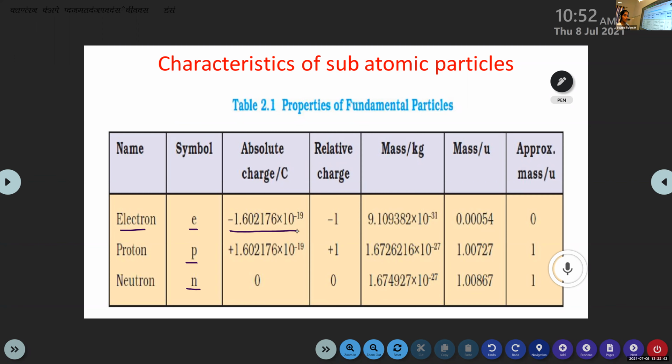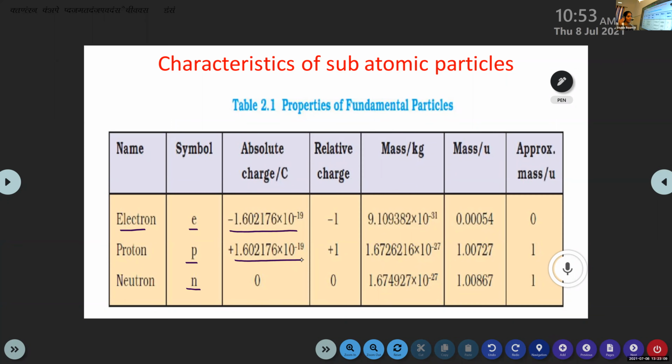Do you remember that one? Cathode ray discharge tube experiment by applying electric field, magnetic field, then balancing electric and magnetic field. Is it clear? Okay, the charge of proton has the same value with positive charge. This is in the case of hydrogen because only one proton is there.